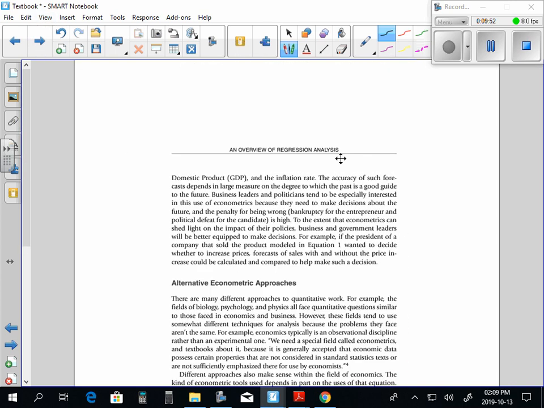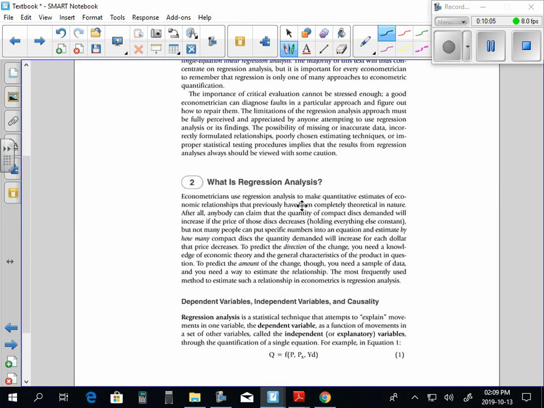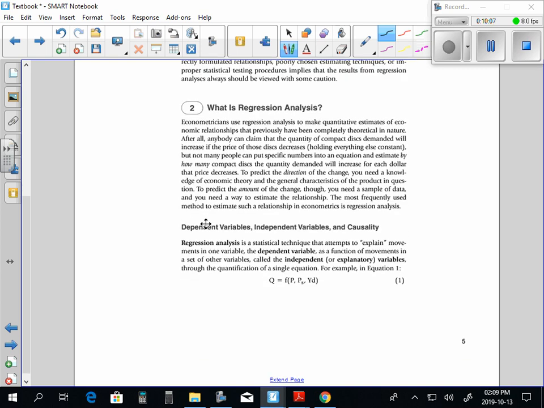So these are the explanatory variables that we have given. Alternative econometric approaches: to get a better picture of this, I would just look at the steps used in non-experimental quantitative research, so that is just a bit of theory. What is regression analysis? We talk about dependent variables, independent variables, and causality.